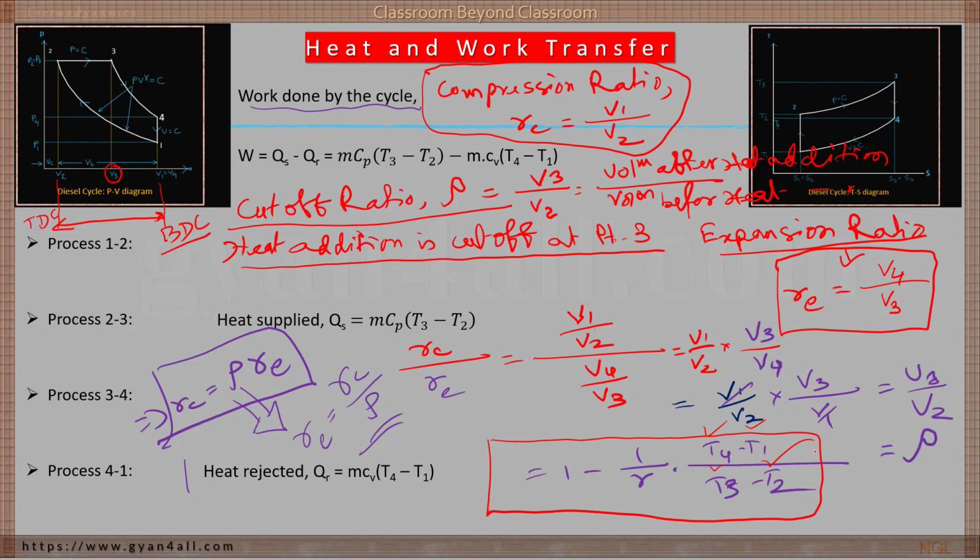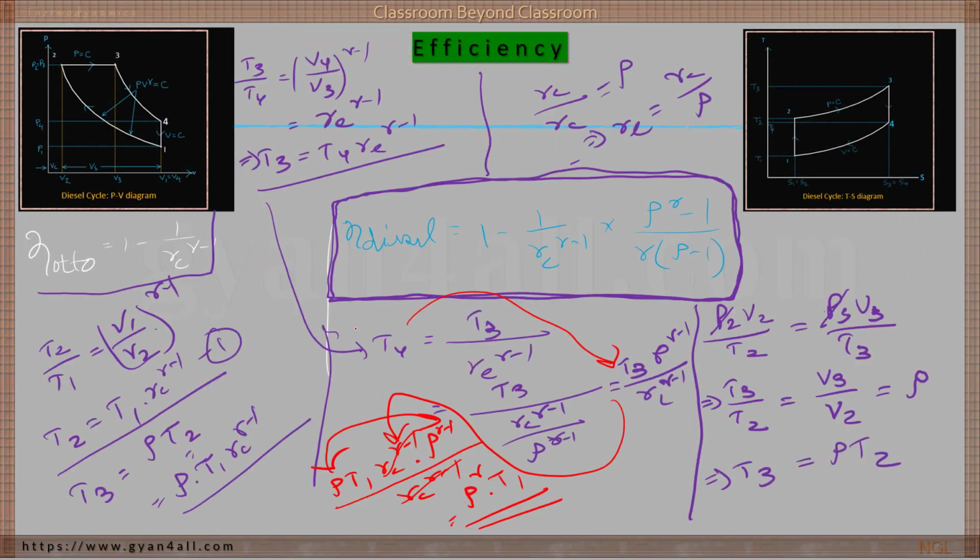You try to solve it, putting the values. Finally, what will you get? Efficiency of diesel cycle is 1 by RC to the power gamma minus 1 into rho to the power gamma minus 1 divided by gamma into rho minus 1. That will be the formula for efficiency of diesel cycle.